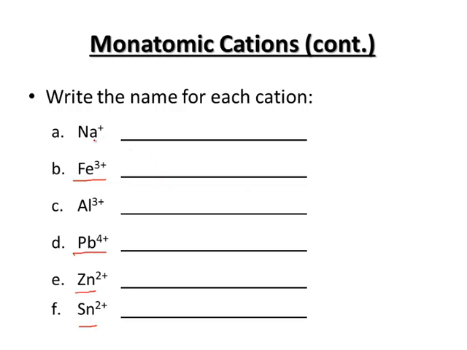So if it's not Na+, it would just be our sodium. And since it's the plus, sodium ion. Iron, transition element, +3, so it's going to be iron Roman numeral 3 ion. Aluminum ion, only can be the +3. Lead's a +4 in this case, so it would be the lead 4 ion.